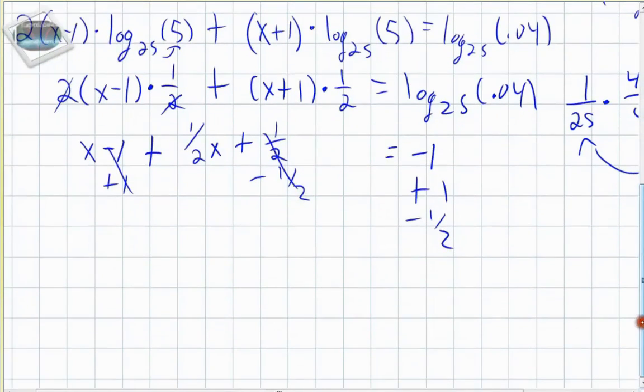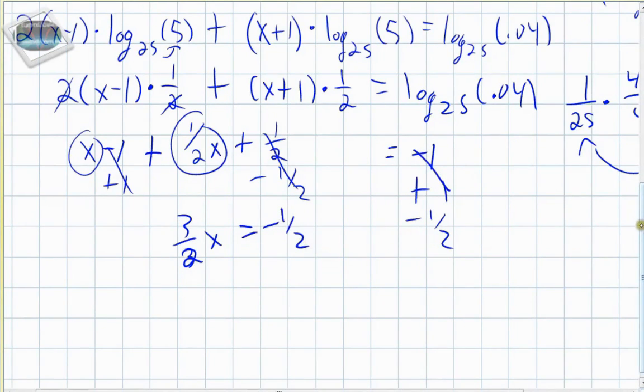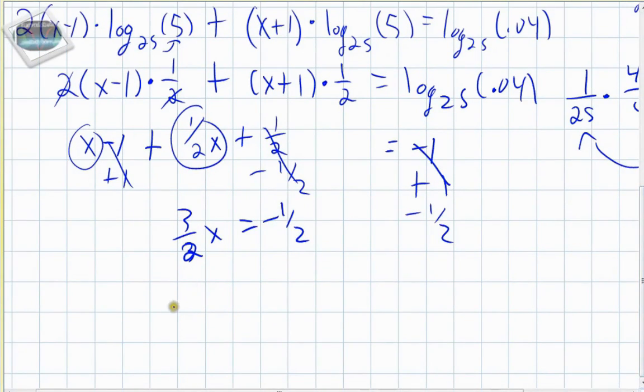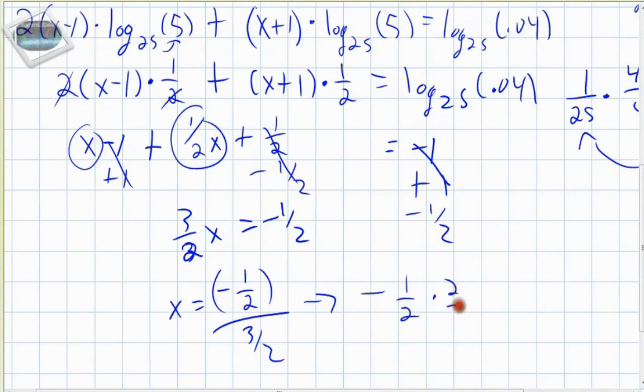Okay, so let's see here. What are we left with? We have the x, and the 1/2 x is going to make 3/2 x is equal to negative 1/2. Okay, so we're almost there. And then we're going to say x is equal to negative 1/2 divided by 3/2, which is the same as saying negative 1/2 times 2/3. Okay, so we get negative 1/3. That equals x, alright? So there's our x, that's our answer.